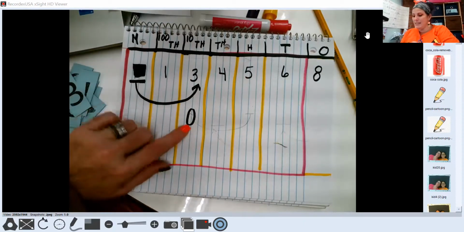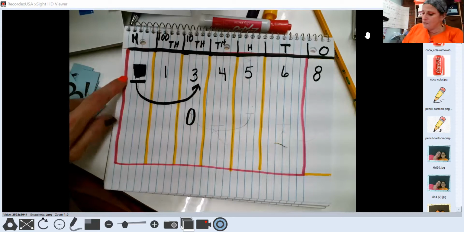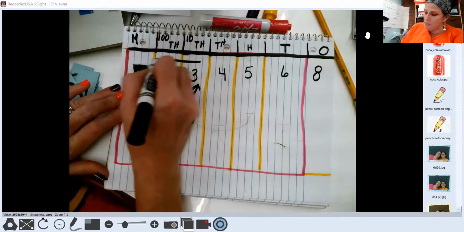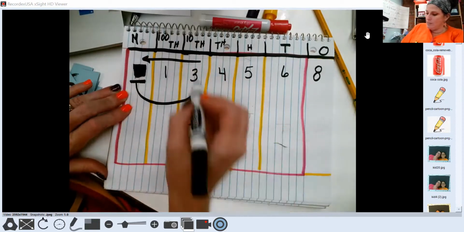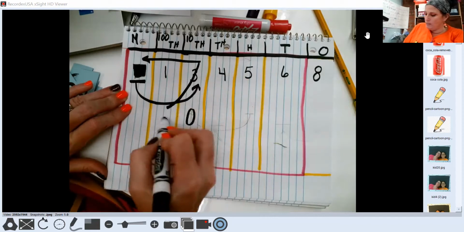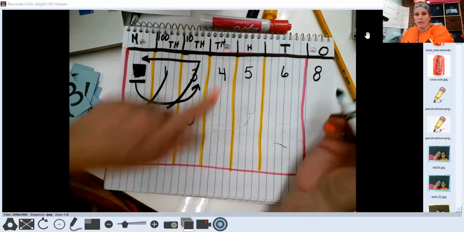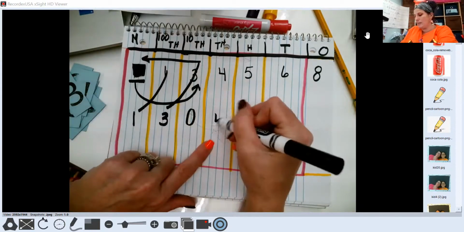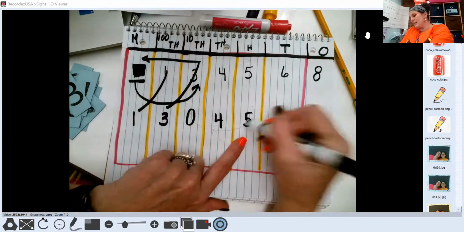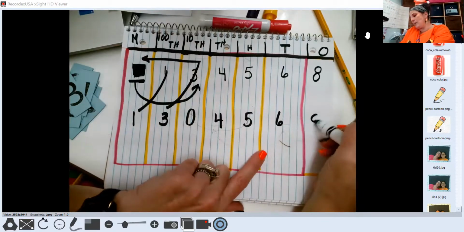Where I placed it, the empty spot is now to the left, which means these digits have to move over. So that means my 3 is going to move over to here. And my 1 is going to move over to here. And then there's nobody else in this house. So 4 can stay where it is. 5 can stay where it is. 6 can stay where it is. 8 can stay where it is.